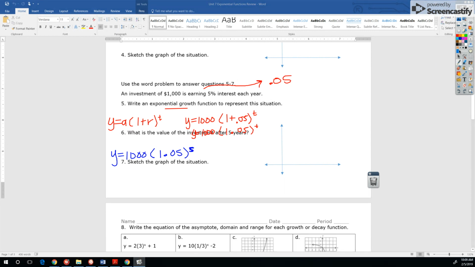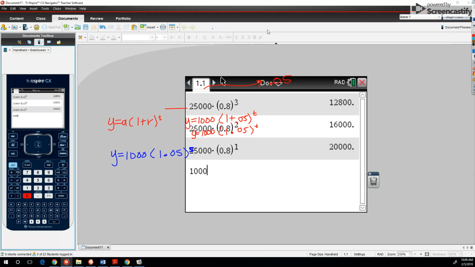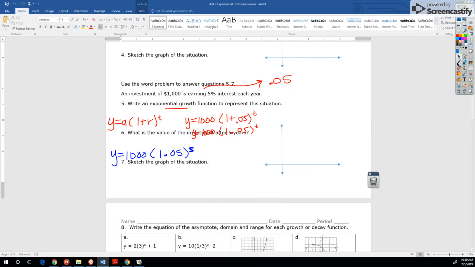Okay, so what we were doing was going into our calculator to see what happened after 5 years. So I have 1,000 and I'm multiplying by 1.05 to the fifth power. And that was $1,276.28. Is that right?